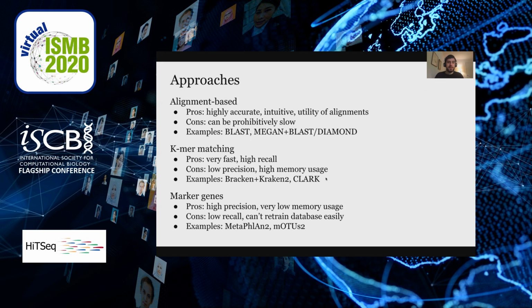These methods tend to be very fast and have high recall, but they tend to generate a lot of low abundance false positives, which gives them low precision. And they also store these big k-mer data structures in memory, so they can have high memory usage.